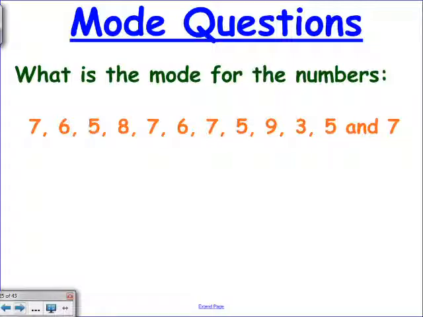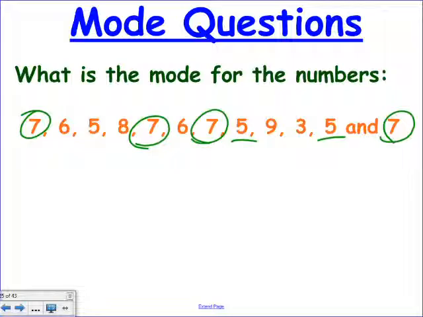If I say, here's a list of numbers, scan them, what's the mode? Everyone see that 7 is the mode? 7 and 5. So you don't have to organise a list to find a mode. Don't have to do anything clever. Just need to be able to spot the number that occurs most often.